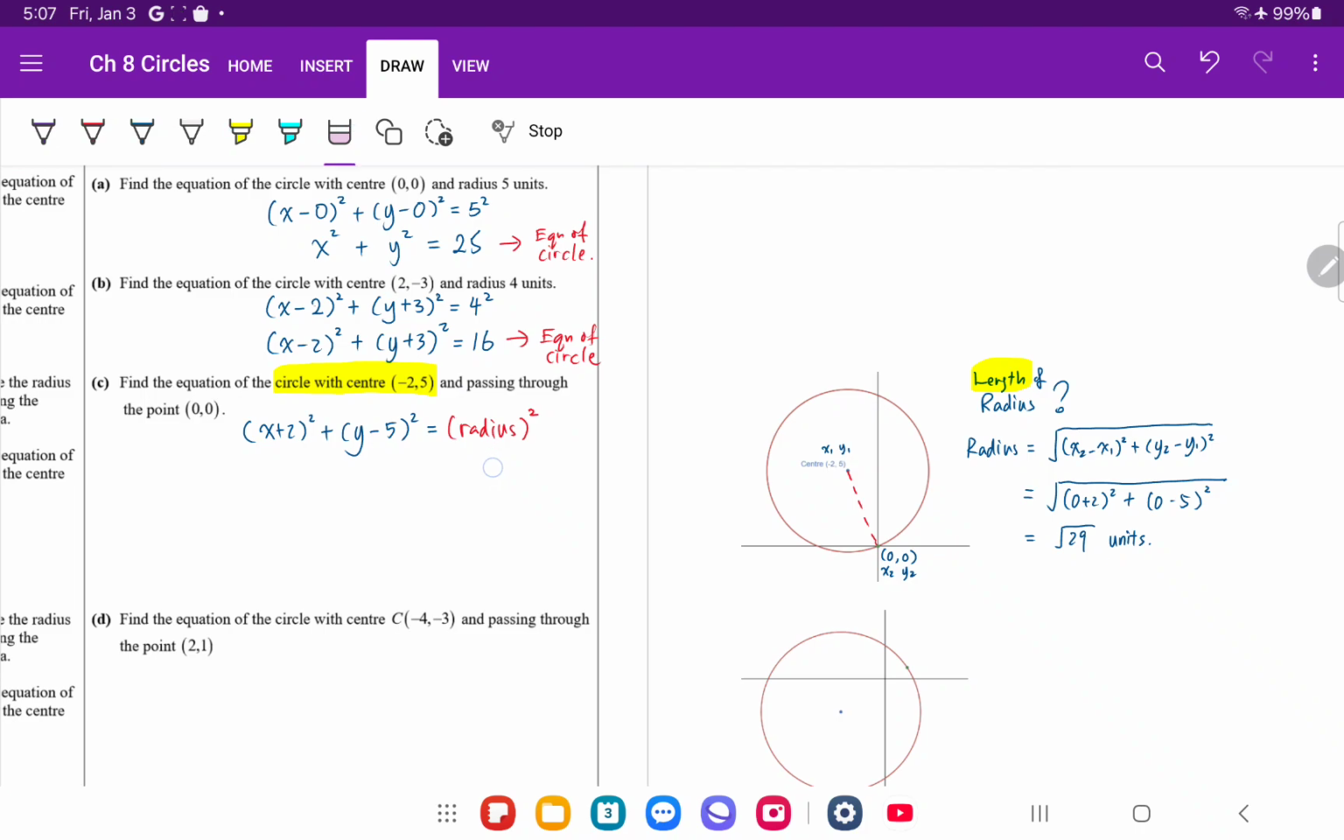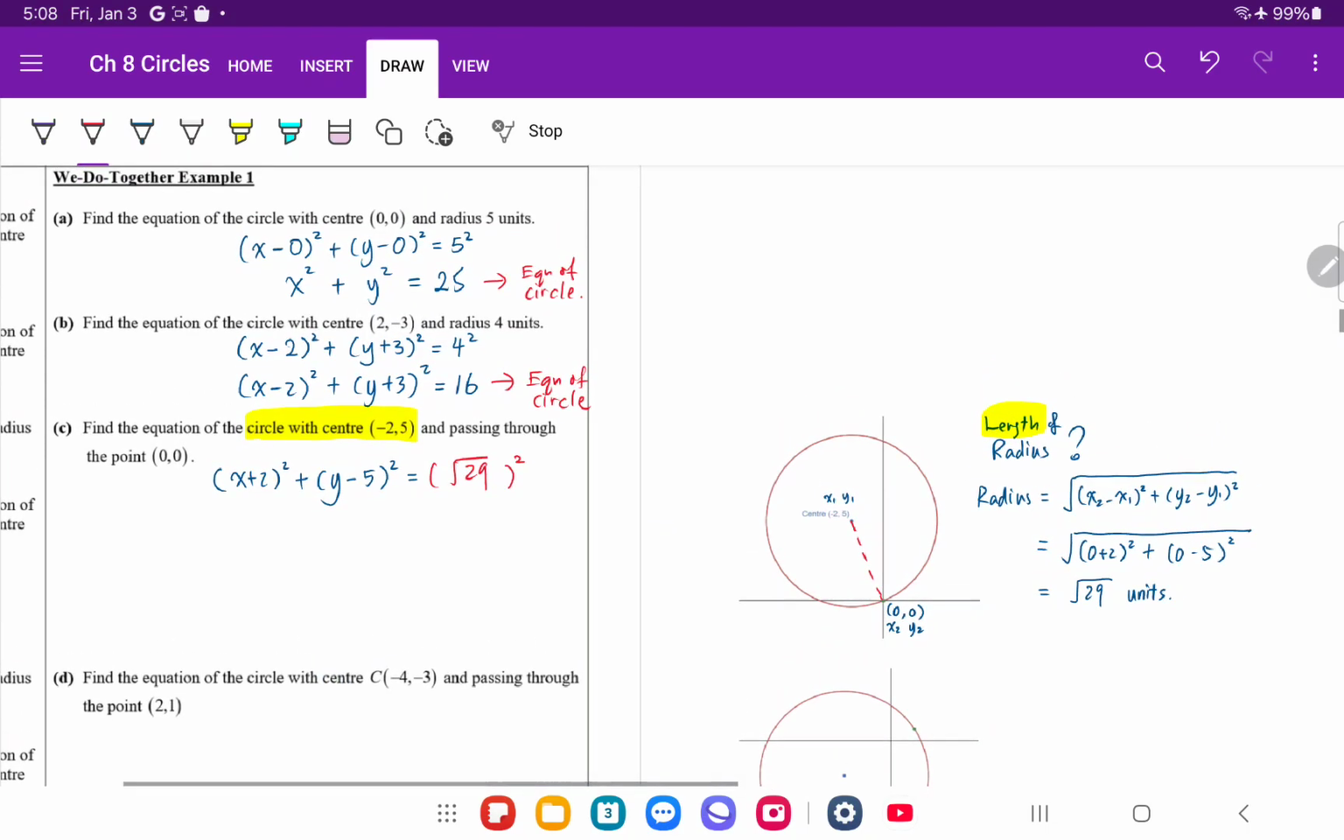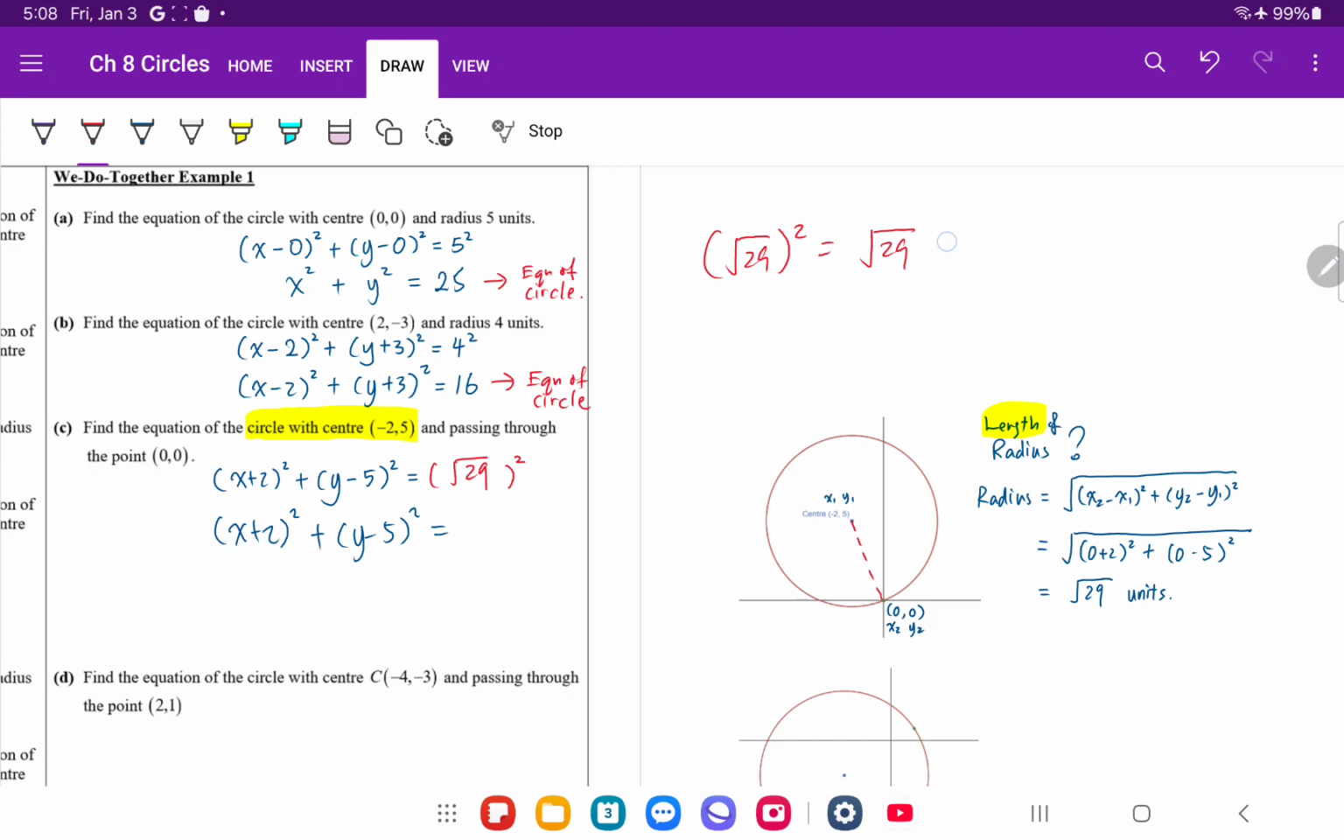So, let's erase the radius. Replace with the square root 29. Now let's expand the bracket on the right hand side. Only the right hand side, huh? Left hand side don't touch. So x plus 2 square plus y minus 5 square equals to, now what is square root 29 square? In other words, square root 29 square means square root 29 times square root 29. From surds, you should know that the answer is just 29. So the final answer is this. This is the equation of the circle.